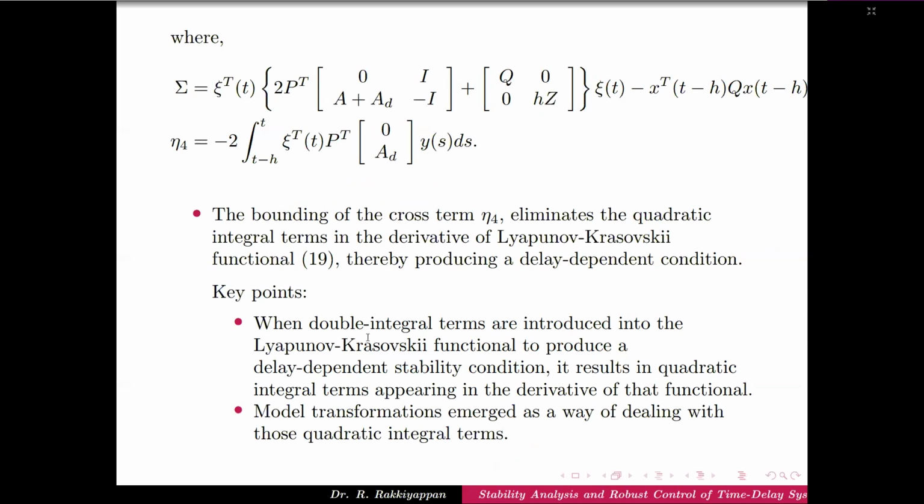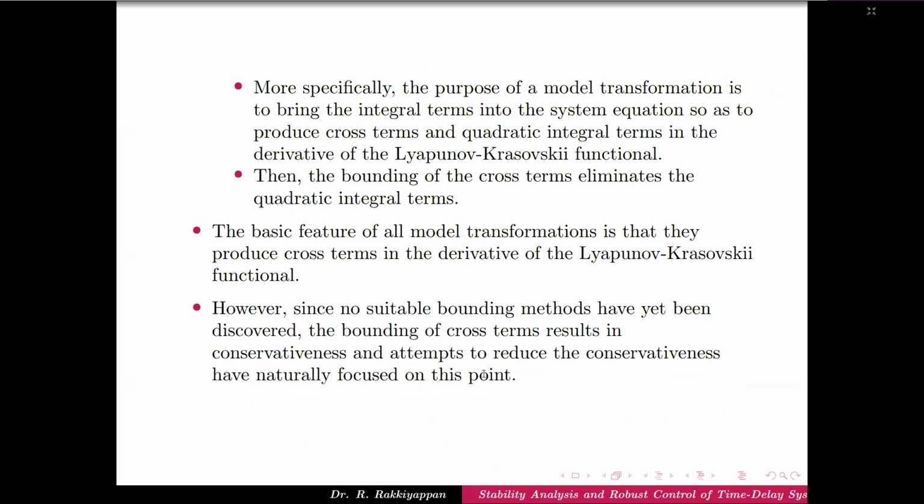When double integral terms are introduced into the Lyapunov-Krasovskii functional to produce delay dependent stability conditions, it results in quadratic integral terms appearing in the derivative of that functional. So model transformation emerged as a way of dealing with those quadratic integral terms. More specifically, the purpose of model transformation is to bring the integral terms into the system equation so as to produce cross terms and quadratic integral terms in the derivative of the Lyapunov-Krasovskii functional. Then bounding of the cross terms eliminates the quadratic integral terms.